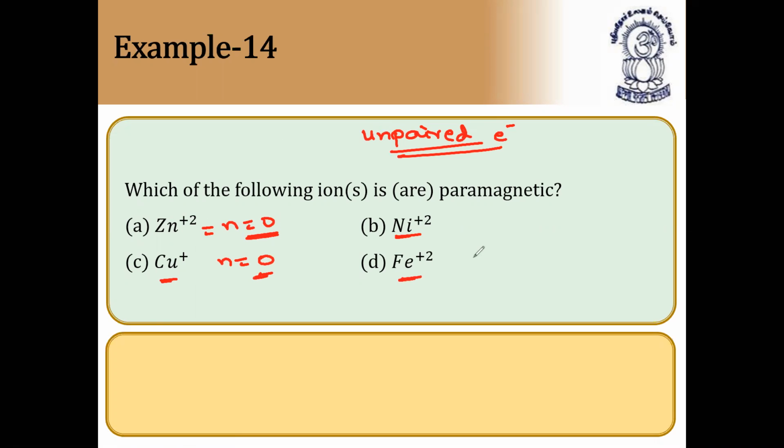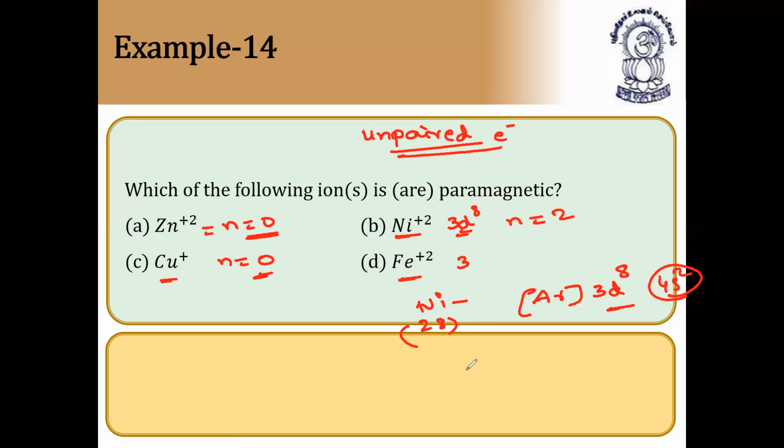Fe+2, iron, it is having 3d5 configuration. And Ni+2, you can see, the atomic number of nickel is 28. So you should remember definitely the atomic numbers. If you don't remember atomic numbers, 100% you will not get this answer. So atomic number of nickel is 28, so argon 3d8 4s2. 4s2 means 2 electrons are removed, so 3d8. It is having unpaired electrons because n is equal to 2 here.